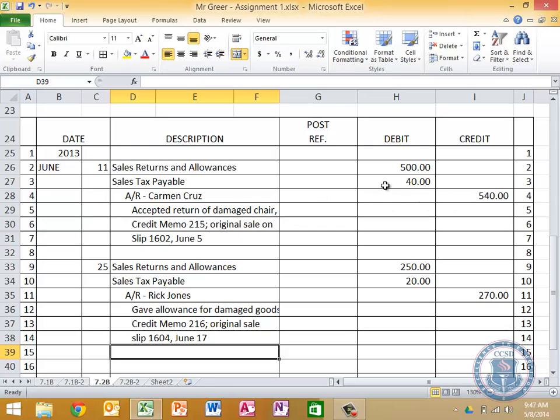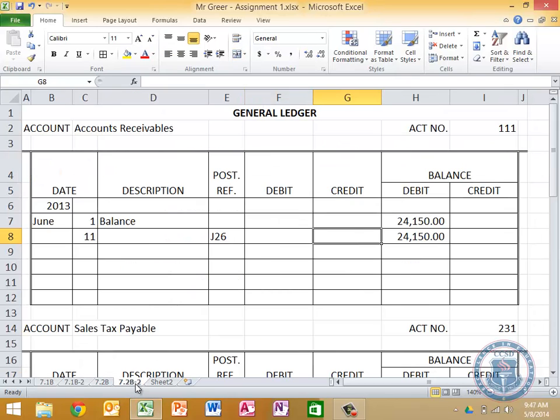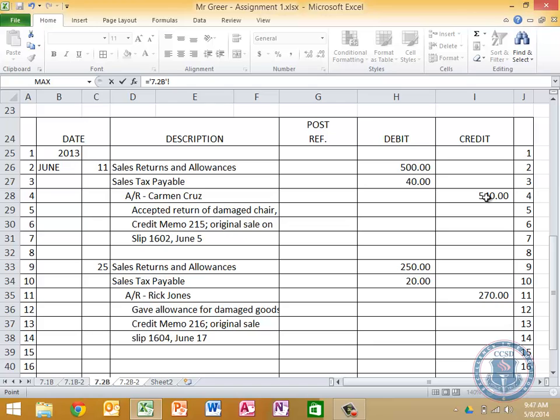We're going to credit. See this AR where we say accounts receivables? When we're taking away from accounts receivables, we're going to credit it. On June 11th, we had to give some money back, essentially not collect money from someone, so we're going to credit it. So I'm going to come back over here. We're going to go to the credit column. We're going to say this equals. You could type in the number, but I'm going to just come over here and click this $540.